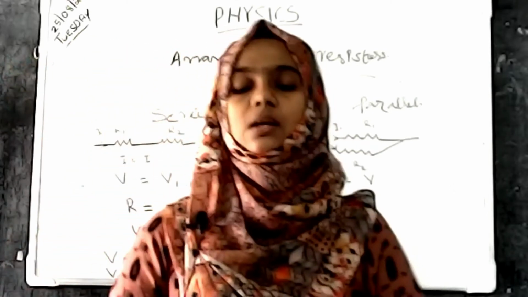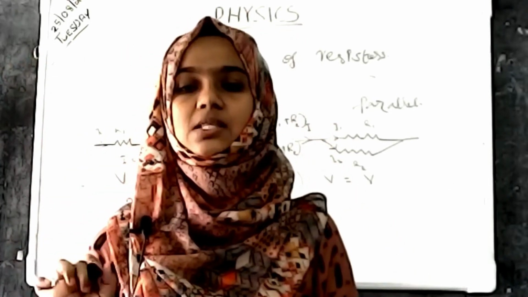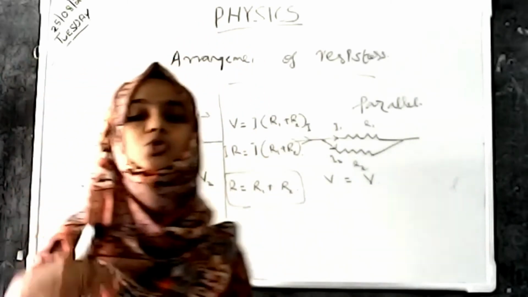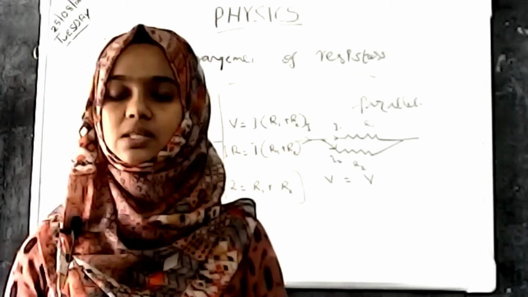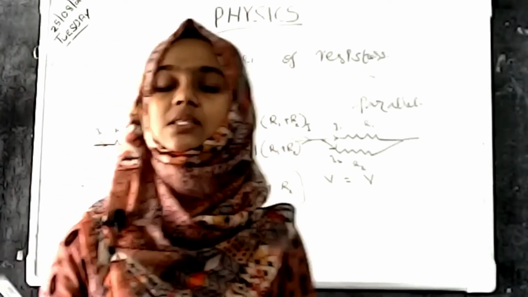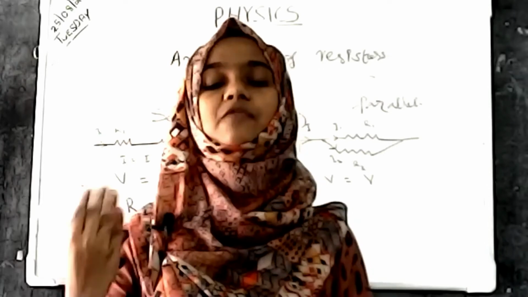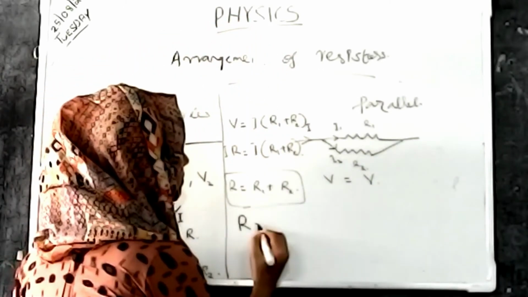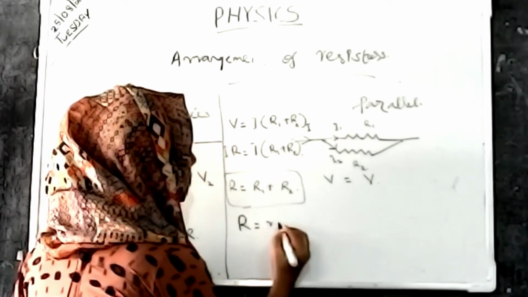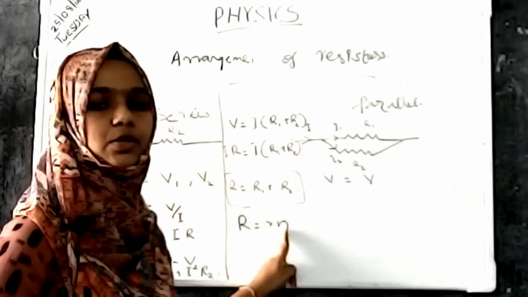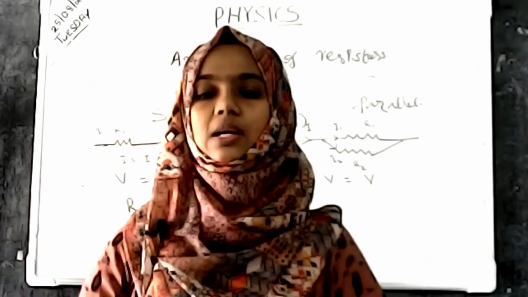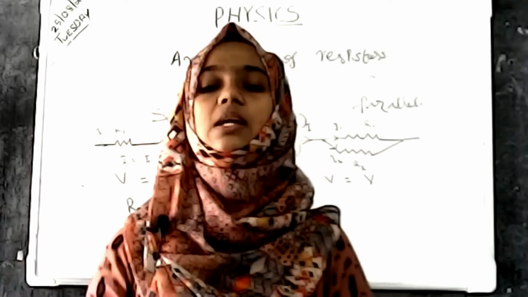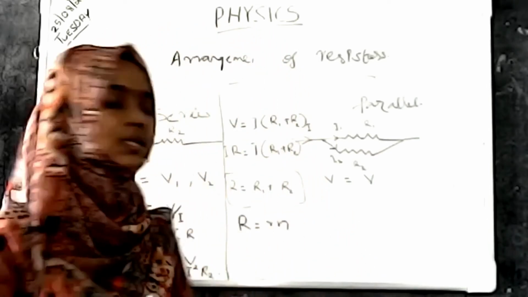And in the other case, the resistance of the resistors is the same. If we use a series connection with two or more resistors, but the resistance of the resistors is the same, their effective resistance is R equals R into N. Here R is the resistance of the resistor and N is the number of resistors in the circuit.